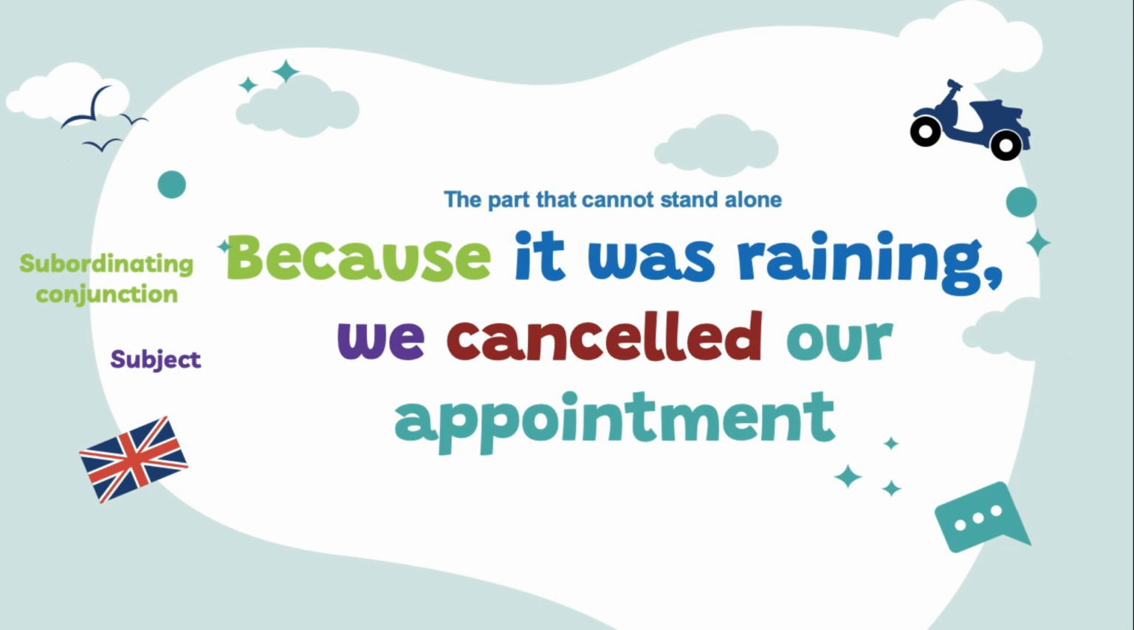And then the green one is the subordinating conjunction. And can you guess what the subject is? Yes, it is in purple. And then where is the predicate, can you guess? It is in red color, canceled. Because it was raining, we canceled our appointment. So we have a clause which cannot stand alone, and then another clause which can stand alone, which is linked by a subordinating conjunction.